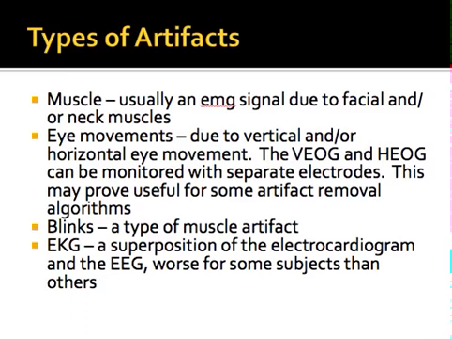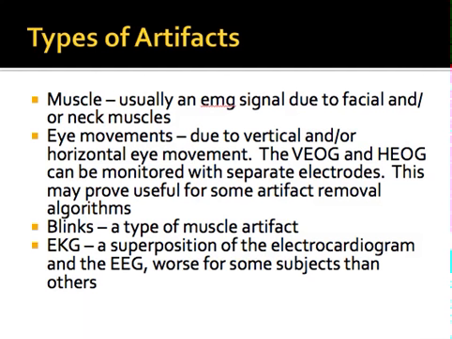First, it's useful to look at the types of artifacts, and there are four common types in the EEG. The first is a muscle artifact. This is usually an EMG, electromyography signal. It's usually due to movement of the face or the neck. Jaw clenching is the classic really bad muscle artifact. You can move your hands to some extent, and that'll have a very minor effect on the EEG on most systems.